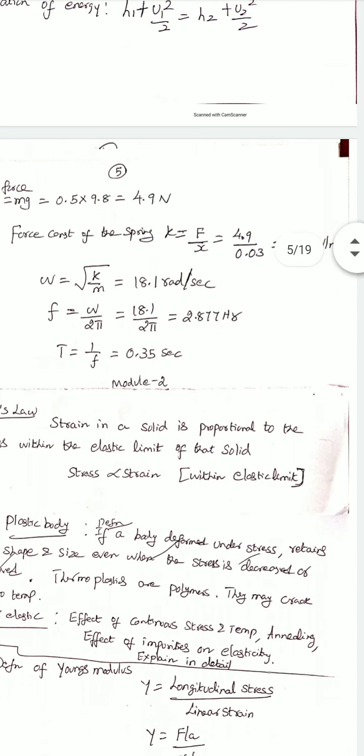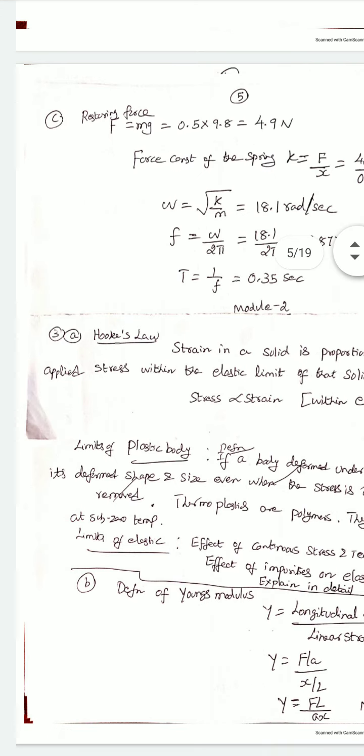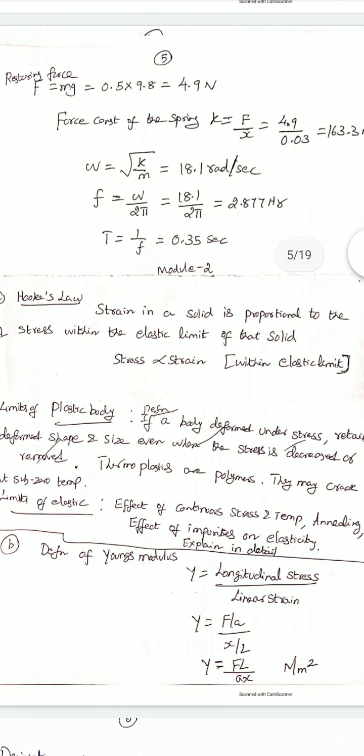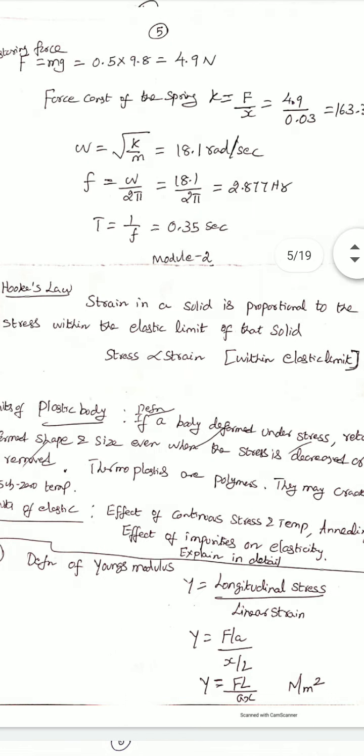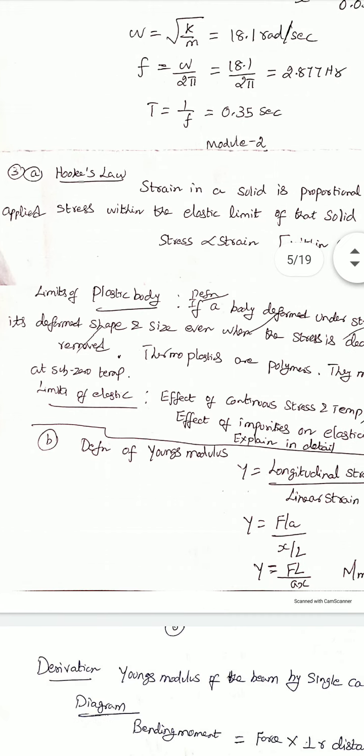So then module 2 you can see, that is state and explain Hooke's law, define elastic and plastic limits. So Hooke's law is written here: a strain in a solid is proportional to the applied stress within the elastic limit of that solid. So here it is written stress is proportional to strain within the elastic limit, and then the limits of plastic and elastic are given here.